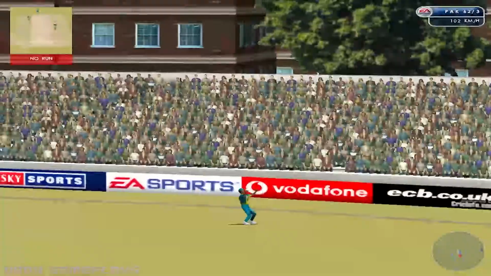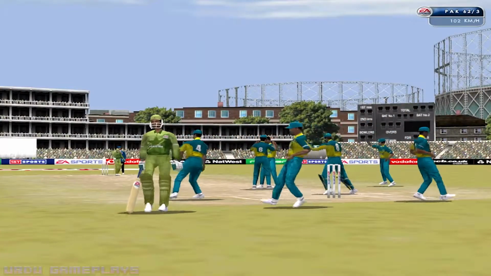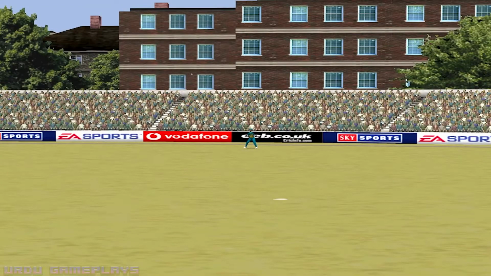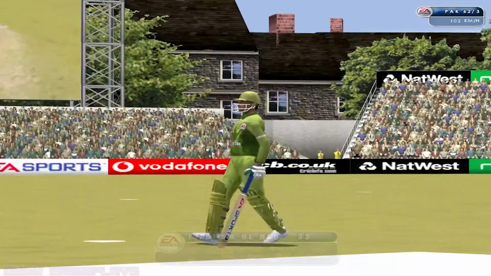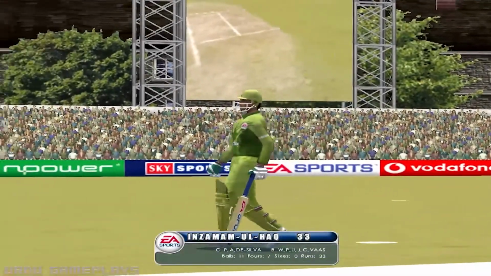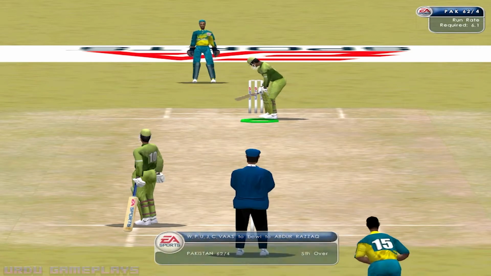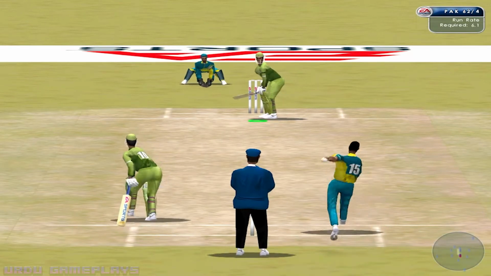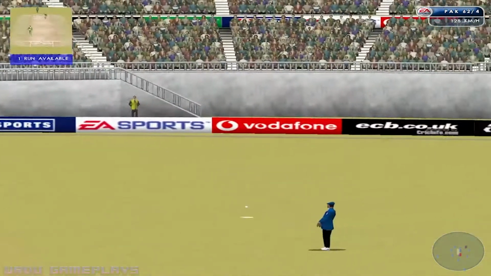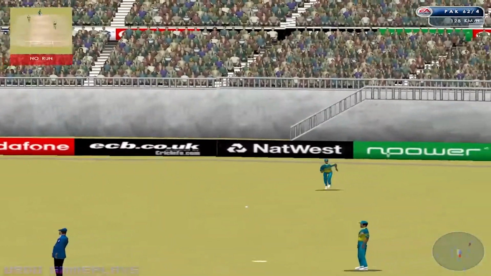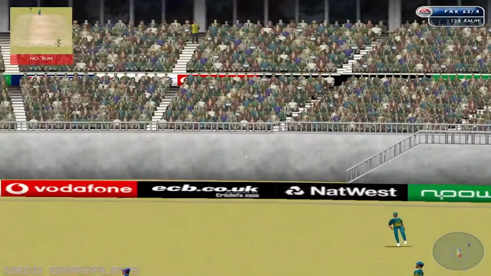Well held. Well, he just picked the fielder out perfectly with that shot. So then, that's the end of Inzamam-ul-Haq. Abdur Razzaq is off the mark.